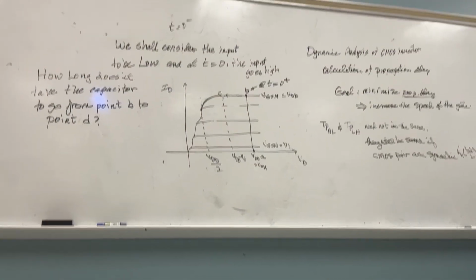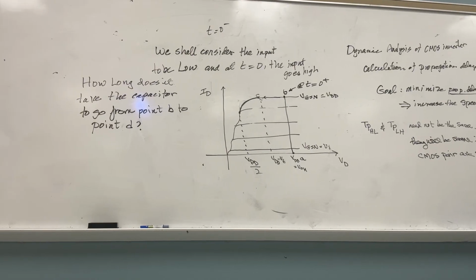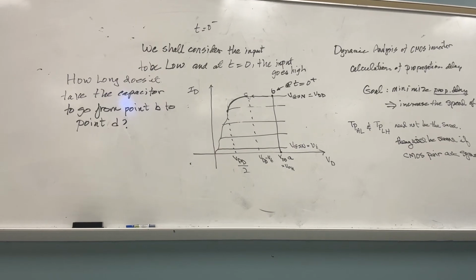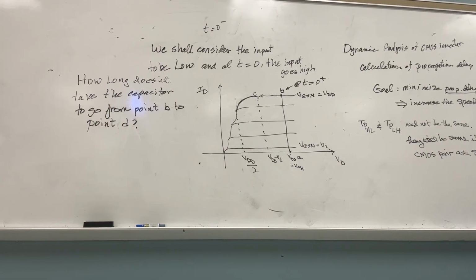But I have a dilemma. What is the dilemma? From point B to C, the discharging current is the saturation current. Did you lose me? But from point C to D, it's the triode current. These are different equations. Did you get it or not?